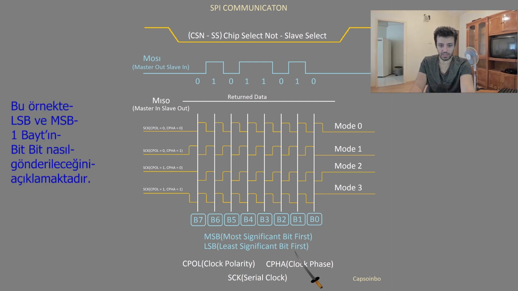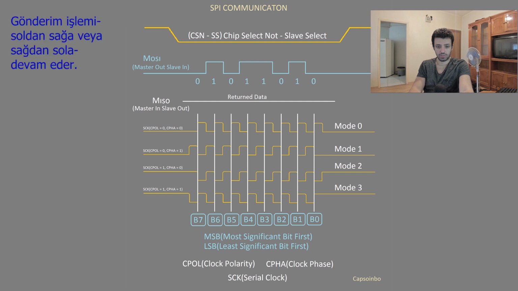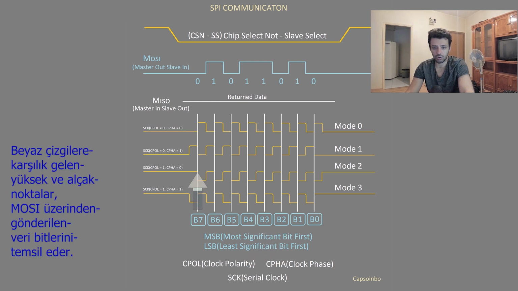In this example, LSB and MSB describe how to send 1 byte bit by bit. MSB indicates that the most significant bit, that is the leftmost bit, will be sent first, and LSB indicates that the least significant bit, that is the rightmost bit, will be sent first. The sending process then continues either from left to right or from right to left. I will not mention the abbreviations again because I have written them in parentheses. The high and low points corresponding to the white lines represent the base of data sent over MOSI.